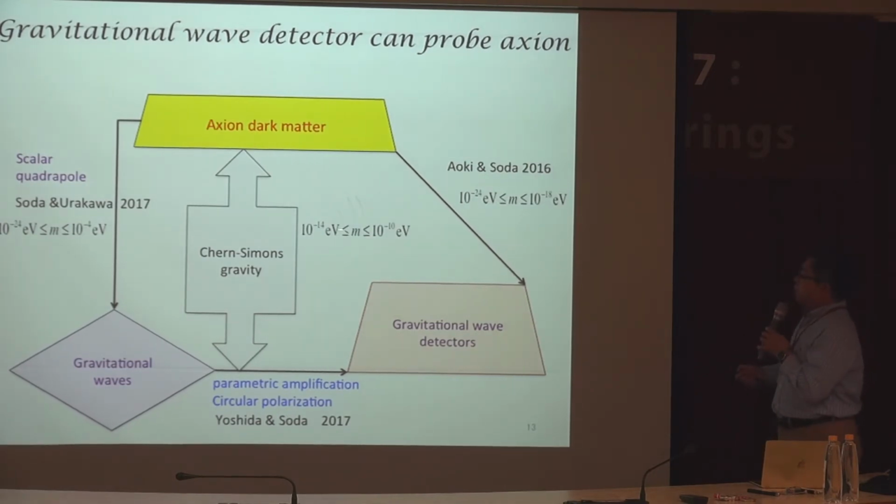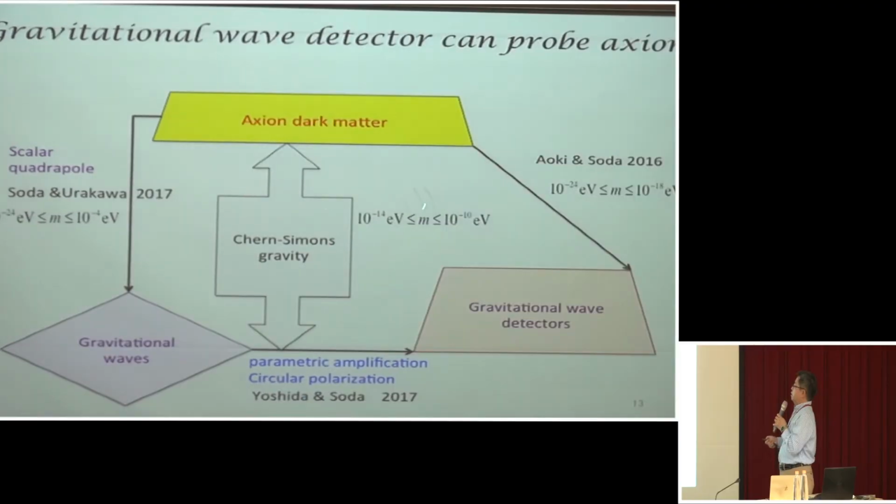The important point is the mass range. These methods can probe the actual mass from 10 to the minus 24 electron volt to 10 to the minus 18 electron volt. And with this method, we can probe the mass from 10 to the minus 24 electron volt to 10 to the minus 4 electron volt.